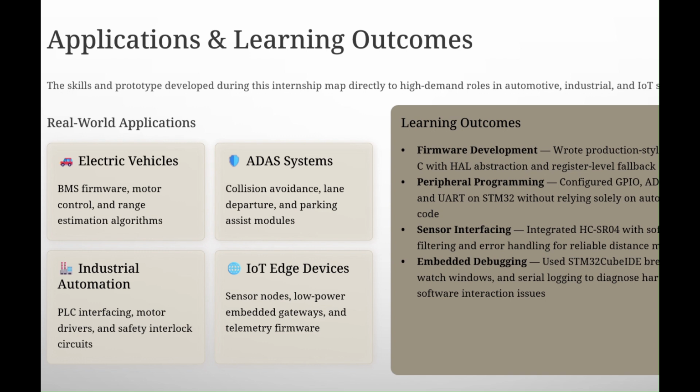Applications and learning outcomes. This project can be used in many real-time applications in electric vehicles. It can be used for parking assistance and obstacle detection. It can also be used in ADAS systems to improve driver safety. In industries, similar systems can be used for machine safety and automation.